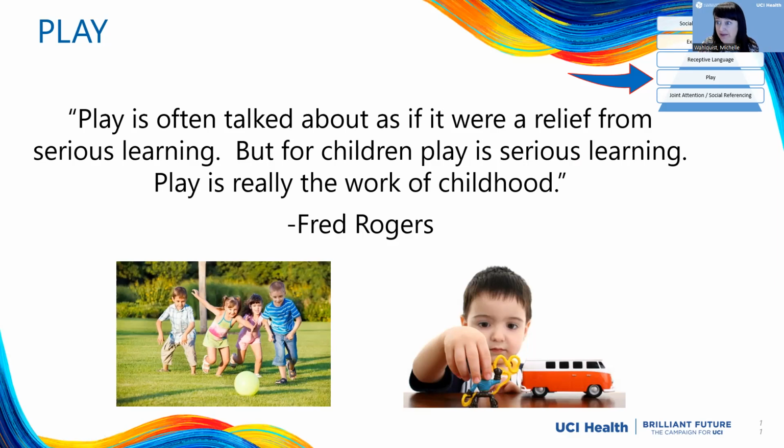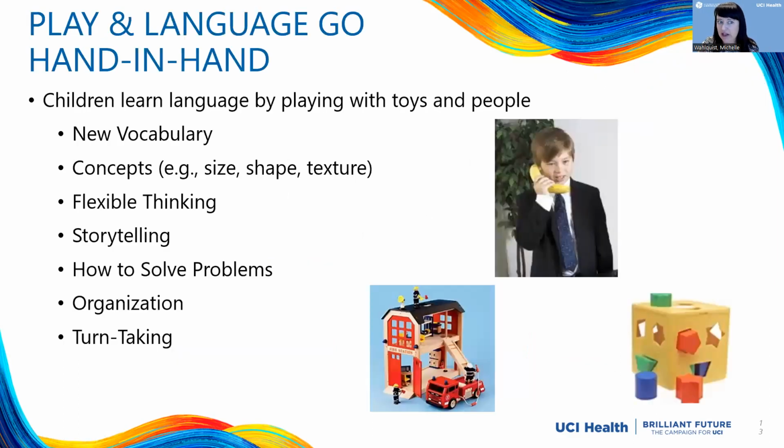So our children's jobs are to play, and it's through play that they learn language. So play and language go hand in hand. As children are playing with toys, they're learning new vocabulary. They're learning concepts such as size and shape and texture. They're learning how to be flexible thinkers. So if they want to play telephone, but they don't have a toy telephone, like if I'm a flexible thinker, I might get a banana, or I might get a block, or I might get a pen and use that as a telephone. That's flexible thinking, and something that can be very challenging for our autistic children, and something we want to work on, pushing them to be a little bit more flexible.